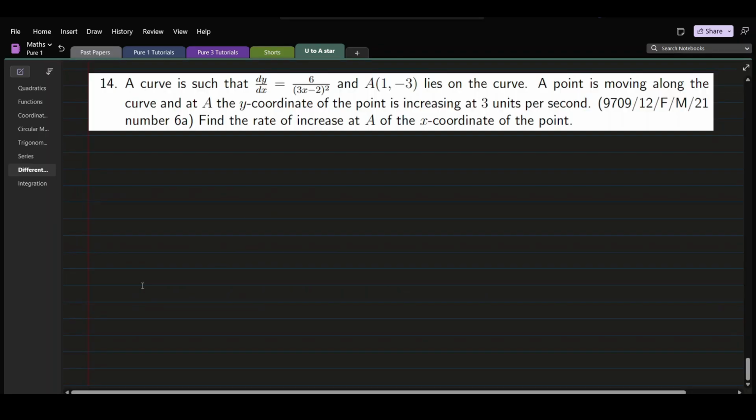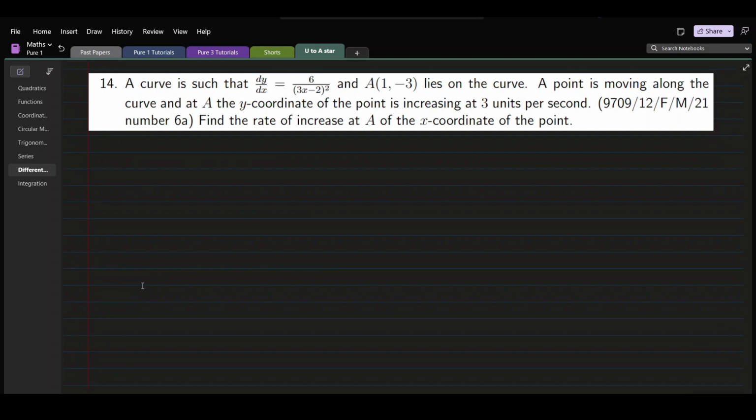Number 14, a curve is such that dy dx is equal to 6 over (3x minus 2) squared, and A (1, minus 3) lies on the curve. A point is moving along the curve, and at A, the y-coordinate of the point is increasing at 3 units per second. Find the rate of increase at A of the x-coordinate of the point.